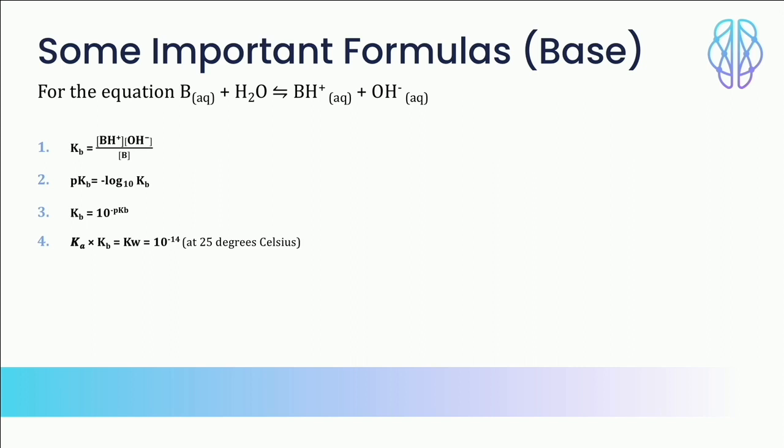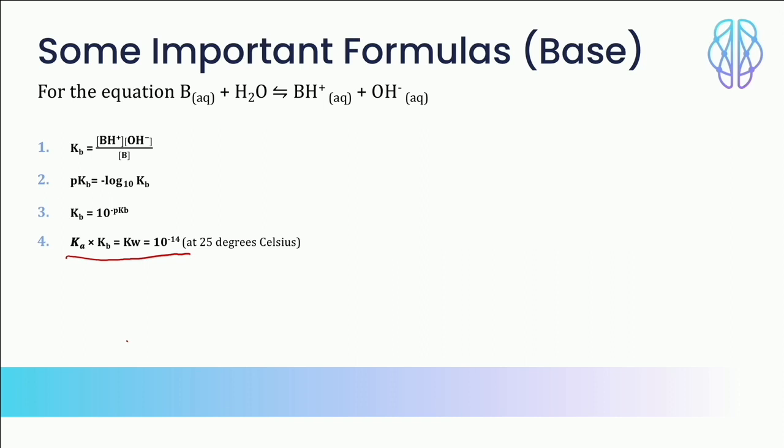Another important relationship to get from Ka to Kb, if you're given one or the other, is probably the only time you'll see this used. You can use this neat trick: Ka times Kb equals your dissociation constant of water, Kw, which we know is 10 to the power of minus 14. These four associations are not too important for you to remember, but just keep them in the back of your head in case they come up.